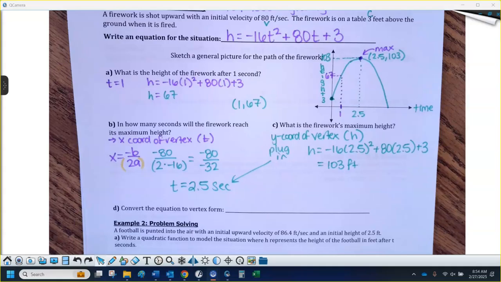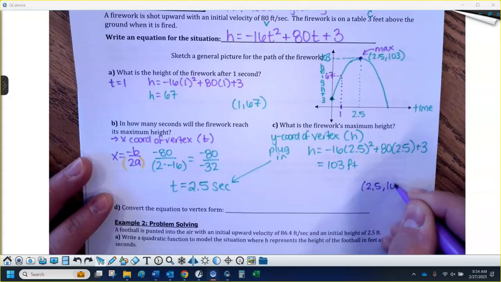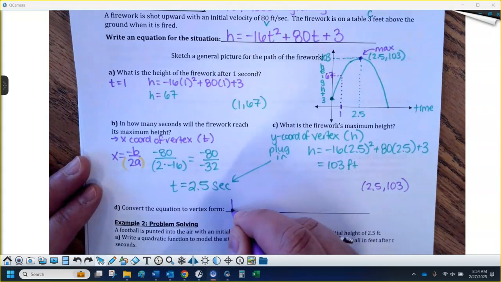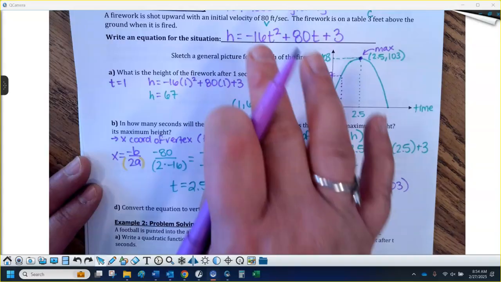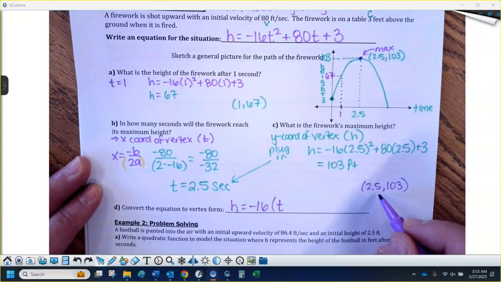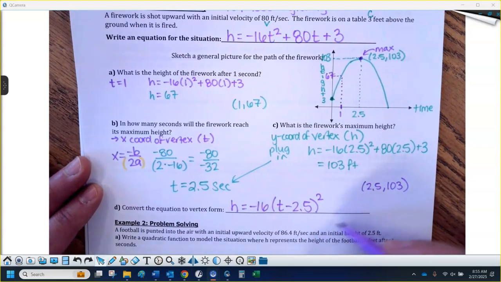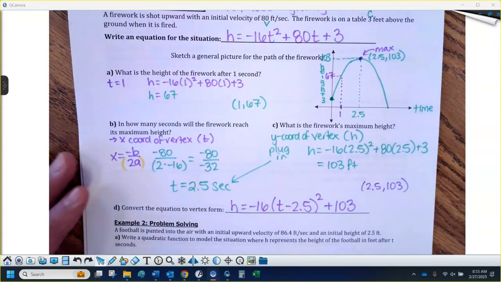Okay, now all we have to do to convert this to vertex form, super easy. We know the vertex, right? The vertex is that 2.5, 103. Now, vertex form here, I'm just going to use H and T instead of X and Y because we're talking about height and time. But normally the Y would be on that side. Your A value is the same in both forms. So if it's -16 up here, it's -16 in front of a set of parentheses. And I'm using T because X represents time here. It's just minus the X coordinate of the vertex. So it'd be minus the 2.5, that's squared. And then whatever the Y coordinate of the vertex is, you just copy that on the outside of the parentheses. So this would be plus 103.